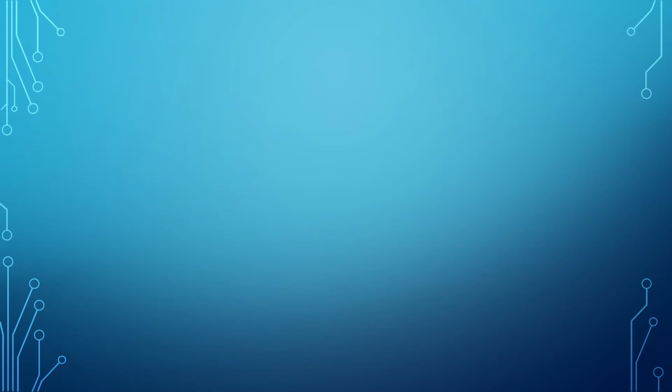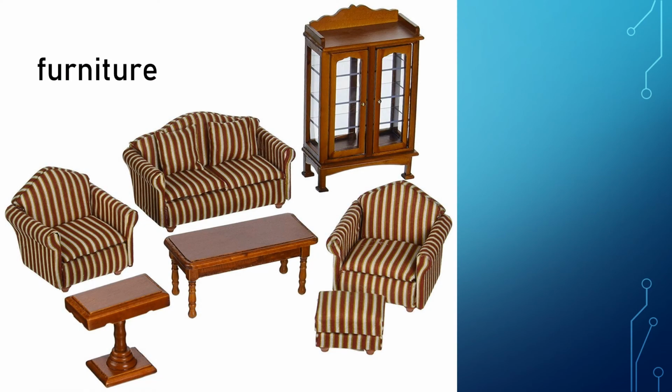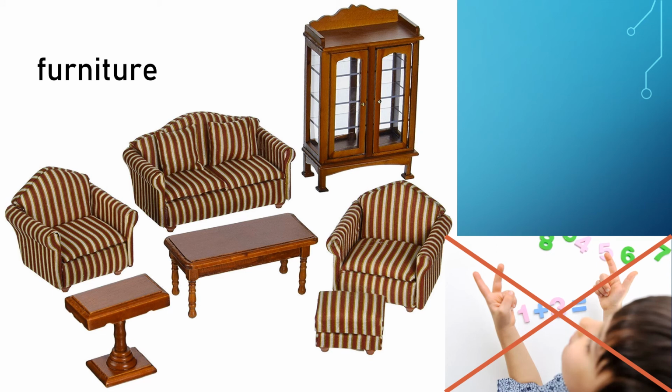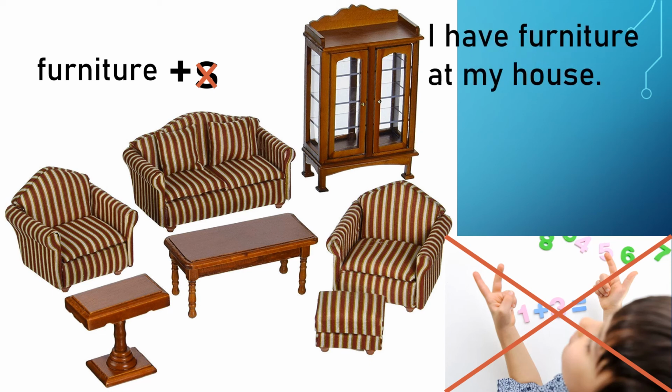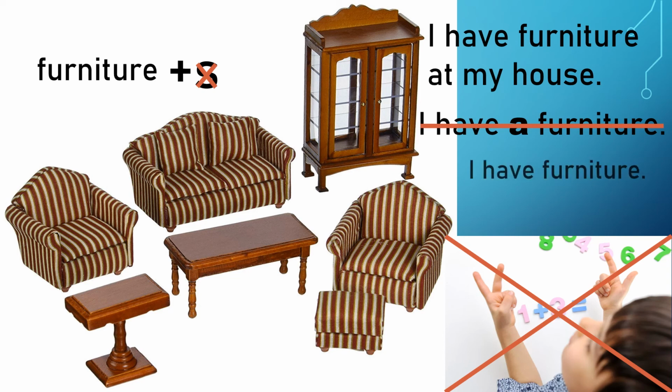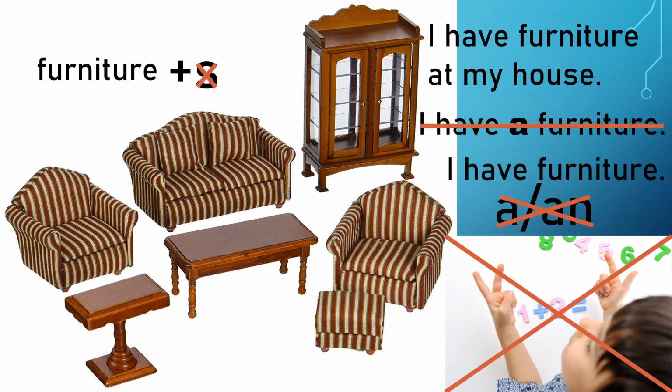Another thing you find with uncountable words is a lot of uncountable nouns are actually categories. For example, furniture is an uncountable noun. In English, you don't count furniture. You would not add an "s" to the word furniture. It's always the same. I have furniture at my house. I do not say I have a furniture. You say I have furniture. There is no "a" or "an".